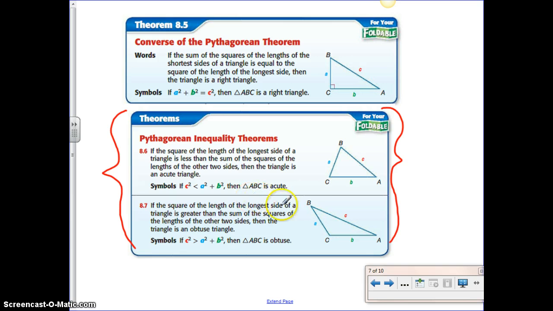If the square of the length of the longest side, so our c squared, is greater than a squared plus b squared, then we know that the triangle is obtuse, meaning that it has an angle greater than 90 degrees. So we can see here that our angle C is greater than 90 degrees, and back on the first part of the theorem, all of these angles are less than 90 degrees.